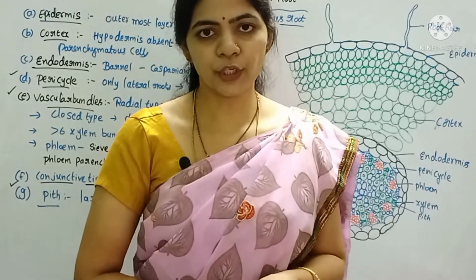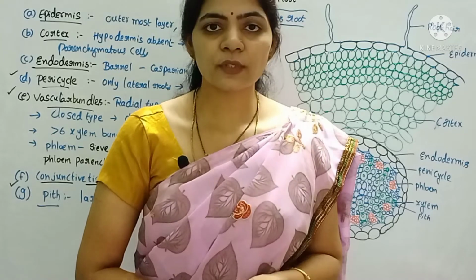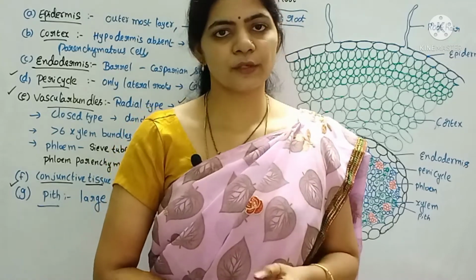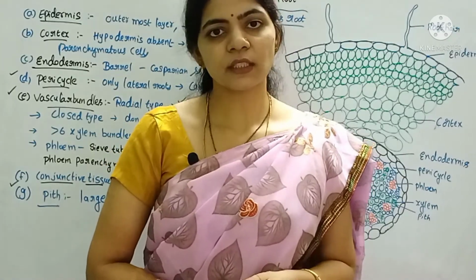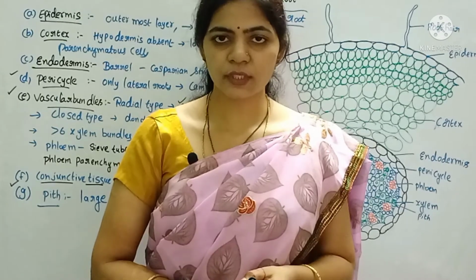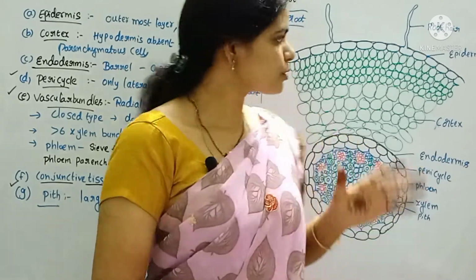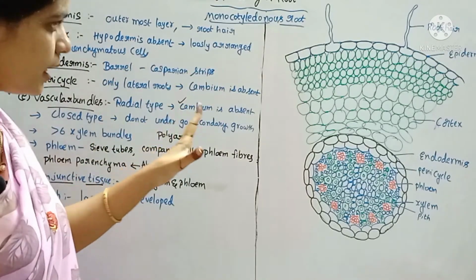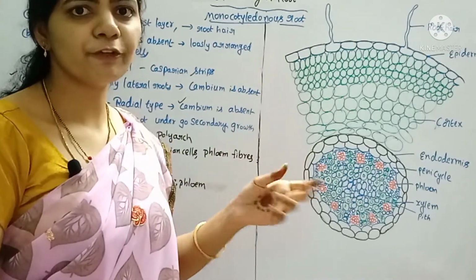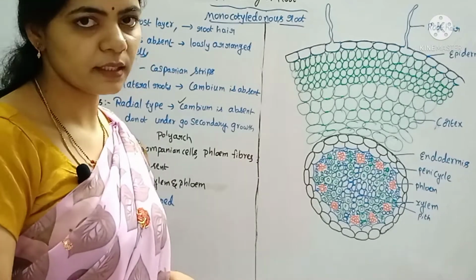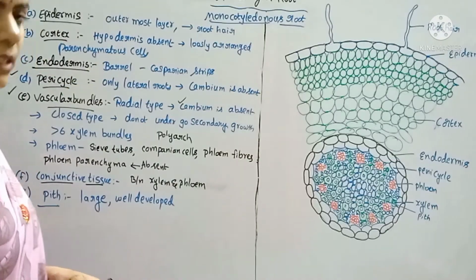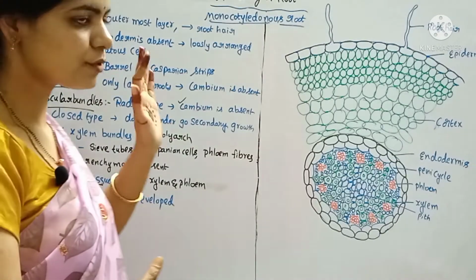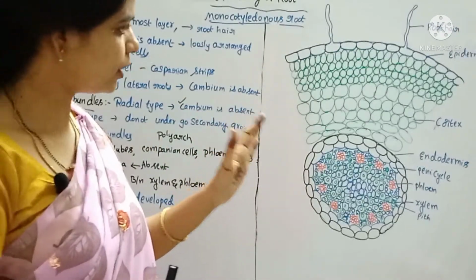In this video, we are going to study the transverse section of the monocotyledonous root. As we finished the transverse section of the dicot root in the previous video, both the transverse sections of dicot and monocot roots are similar but exhibit a few dissimilarities. We will study them here. So what is the outermost layer in the root?